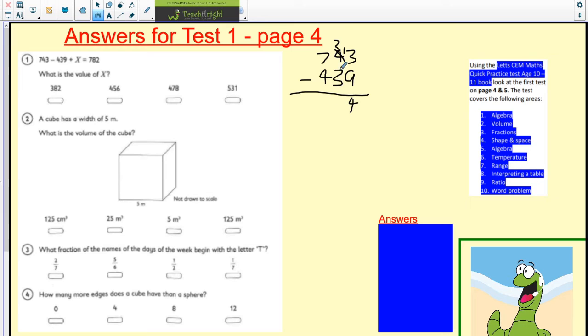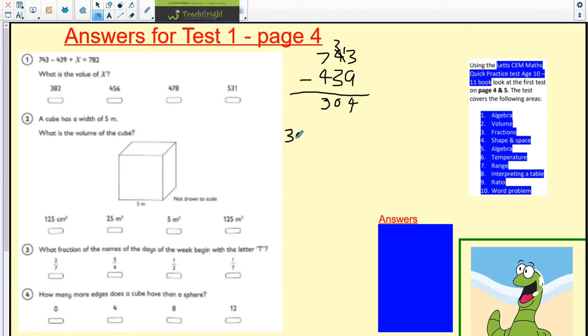We've then got 30 take away 30. Notice how I say 30 take away 30, not 3 take away 3. That's because these are 30s. They are in the tens column, so it's 3 tens, 30, which leaves 0 tens. And I've then got 700 take away 400, which leaves me with 300. So the answer is 304.